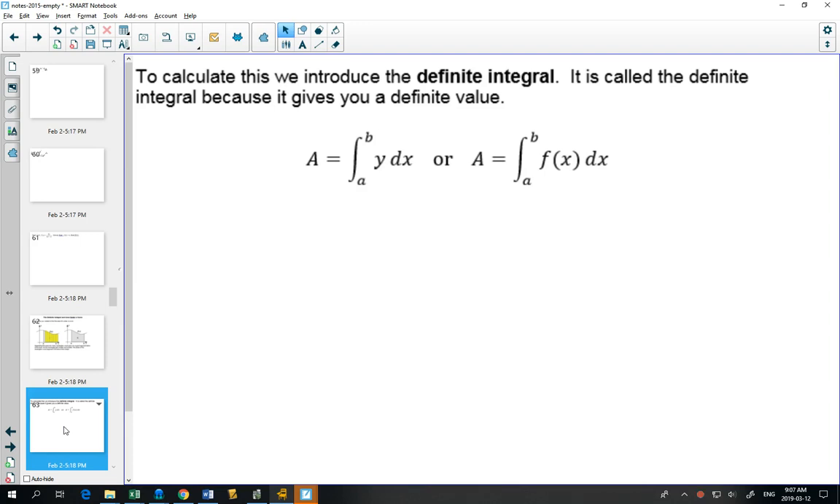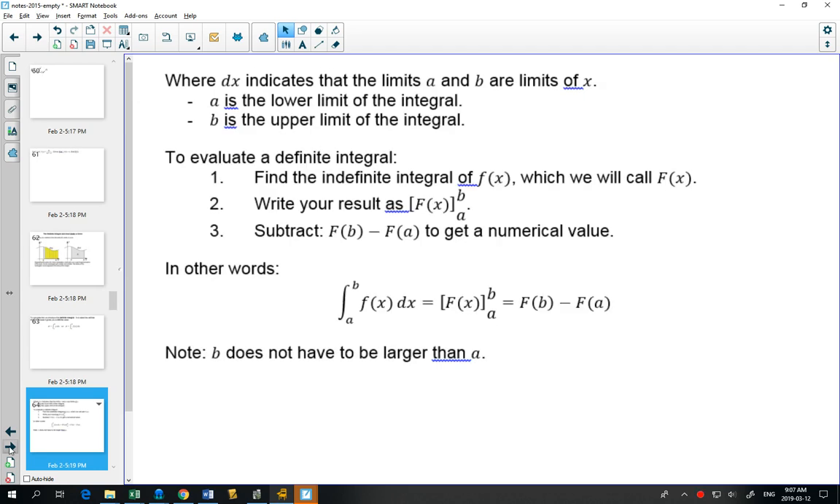So what does this mean and what does it look like? We're not going to go into theory right now of why it works. But what do we do? Okay, to evaluate the definite integral, we're going to find the indefinite integral just like we've done all the time, but we're not going to worry about adding the plus c, and you'll see why in a second. When we integrate, I'm going to call that f of x. We're going to write our answer as f of x from a to b. And then to find the area, you just have to plug in b, plug in a, and subtract them.